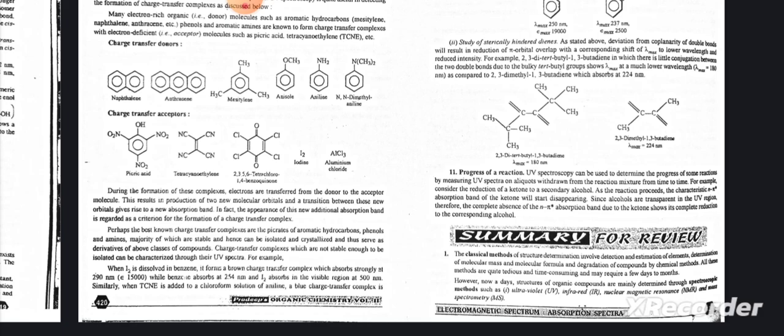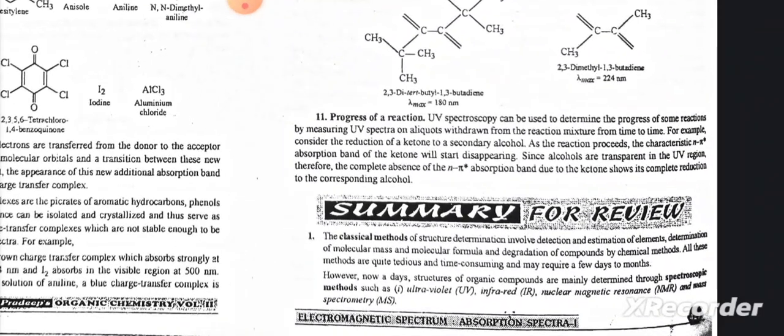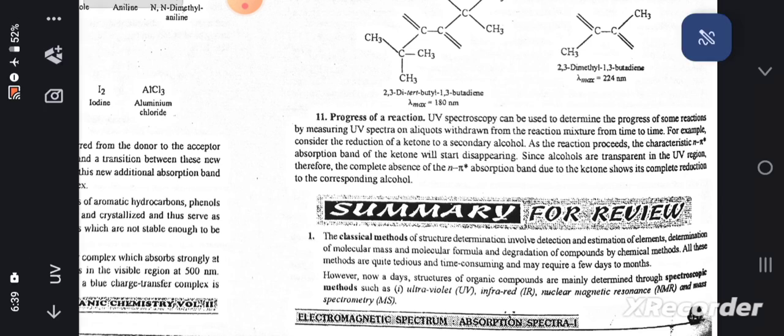The last application is progress of a reaction. UV spectroscopy can be used to determine the progress of some reactions by measuring UV spectra of liquids withdrawn from the reaction mixture from time to time. For example, consider the reduction of a ketone to a secondary alcohol. As the reaction proceeds, the characteristic n to pi star absorption band of the ketone will start disappearing, since alcohols are transparent in the UV region. Therefore, the complete absence of the n to pi star absorption band due to the ketone shows its complete reduction to the corresponding alcohol.